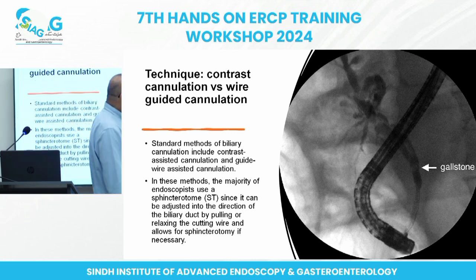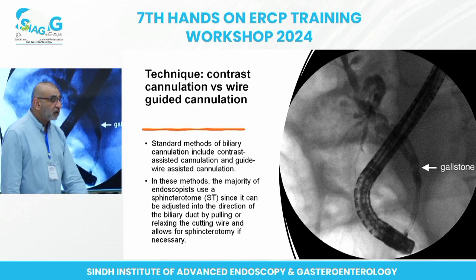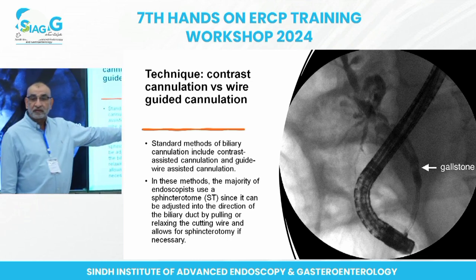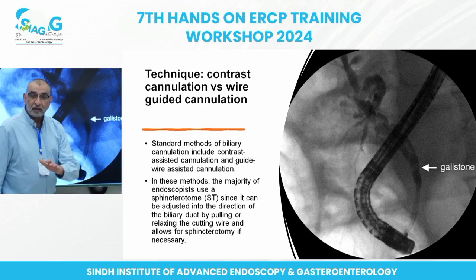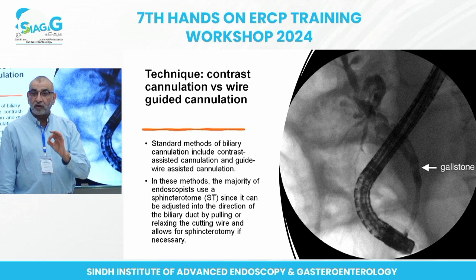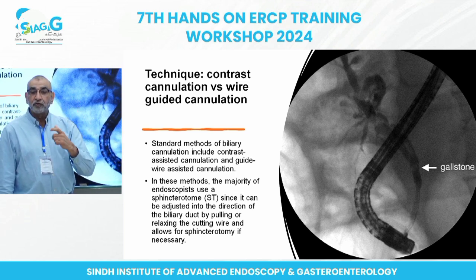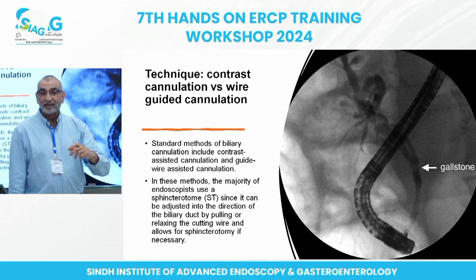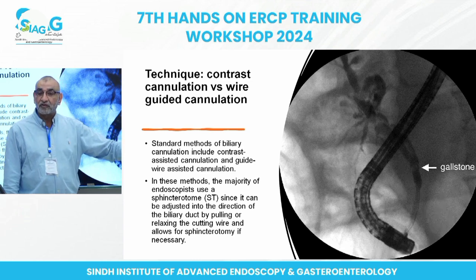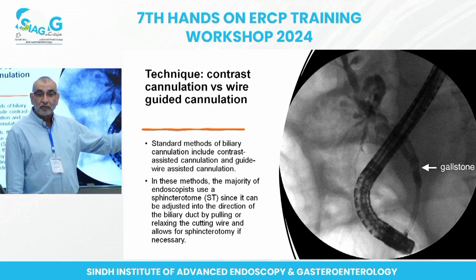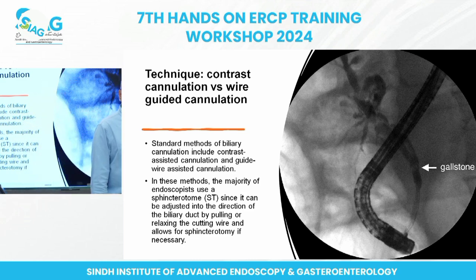Now, I think it says standard methods of biliary cannulation include contrast-assisted cannulation and guide wire assisted. Nowadays, very few people do contrast-assisted cannulation. We all do guide wire assisted cannulation, right? So you only inject contrast when your guide wire is in position. In the past, we used to go with contrast injection, and you would end up injecting contrast submucosally or too much contrast in the pancreatic duct, and it would cause more complications. So it's always guide wire assisted cannulation followed by contrast injection.